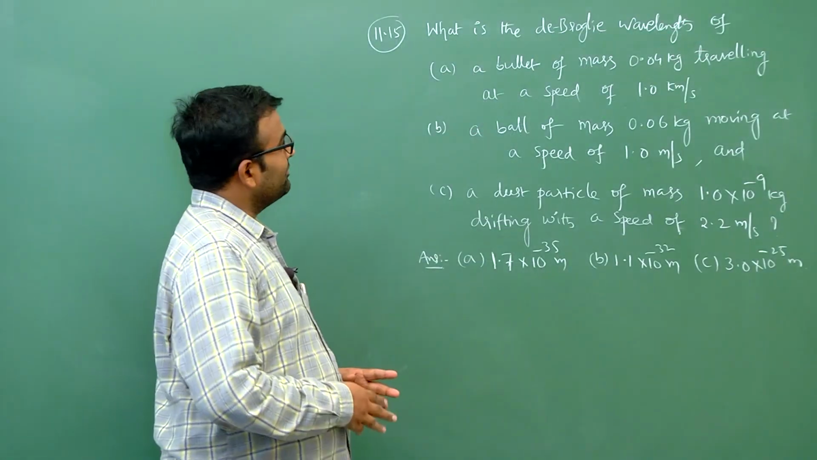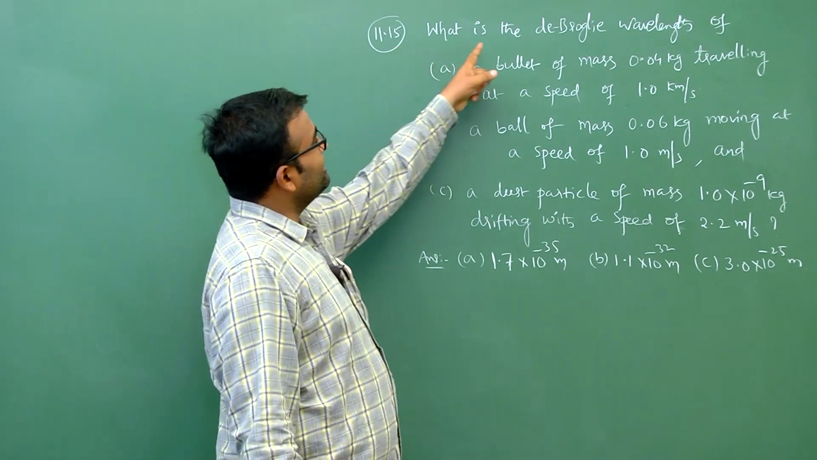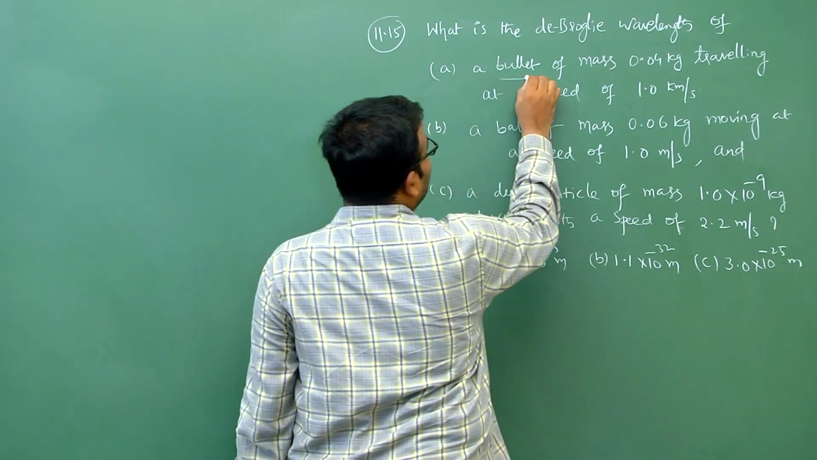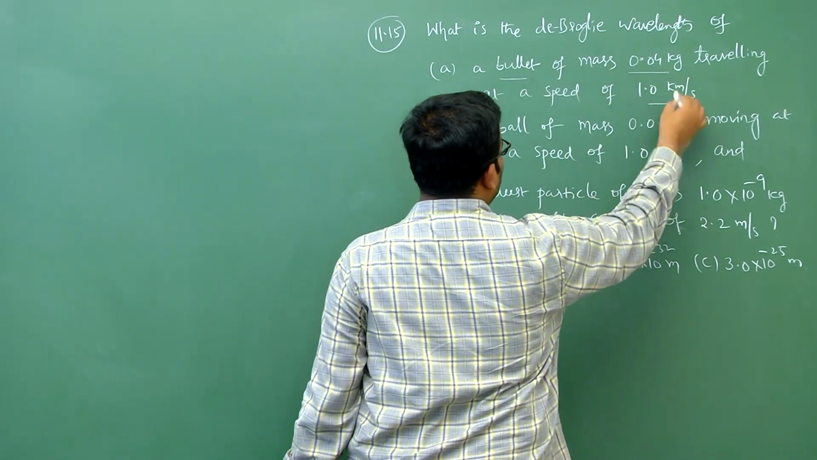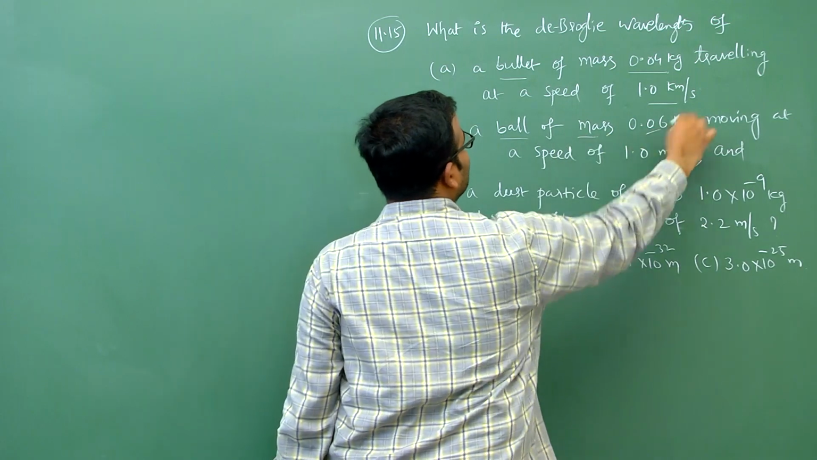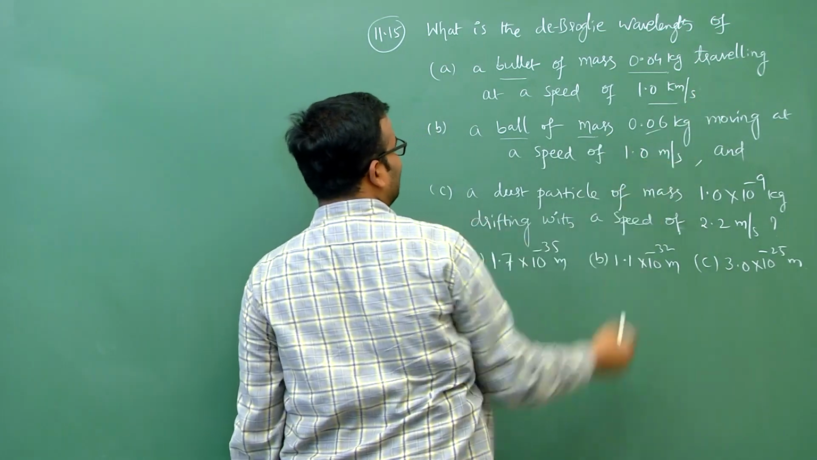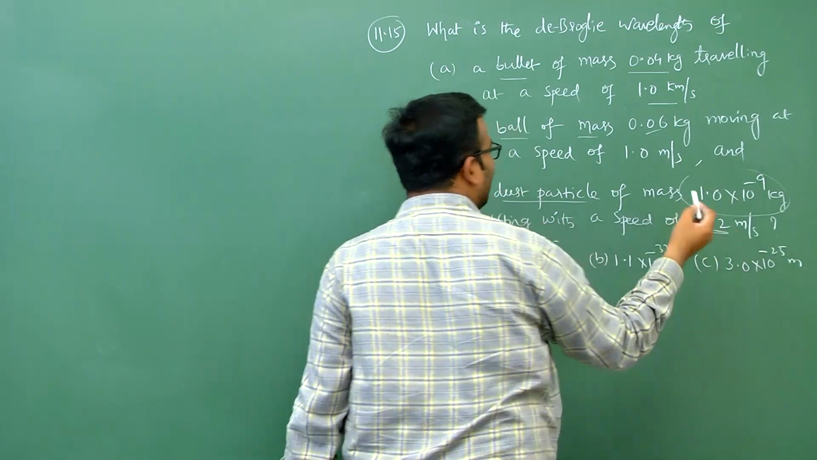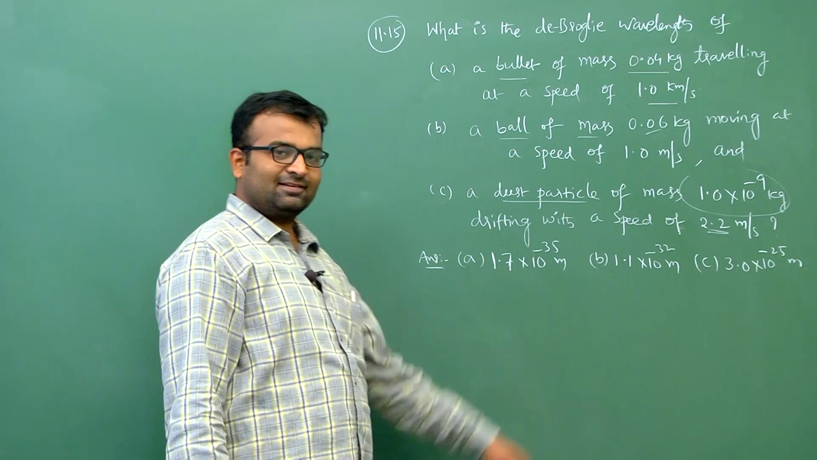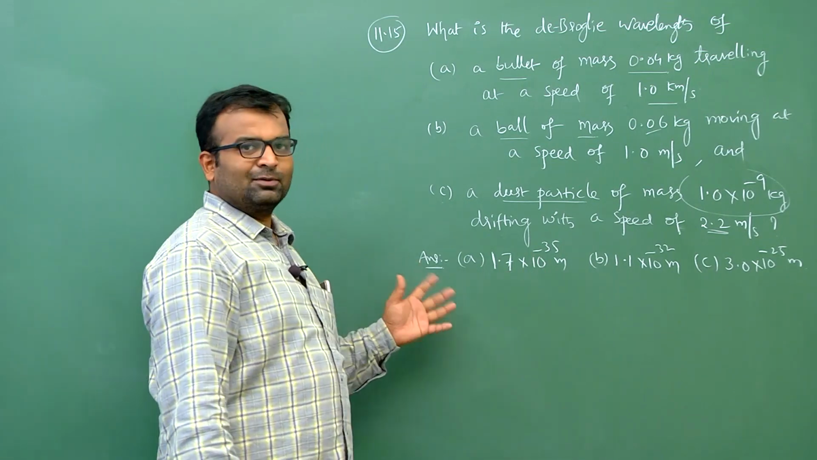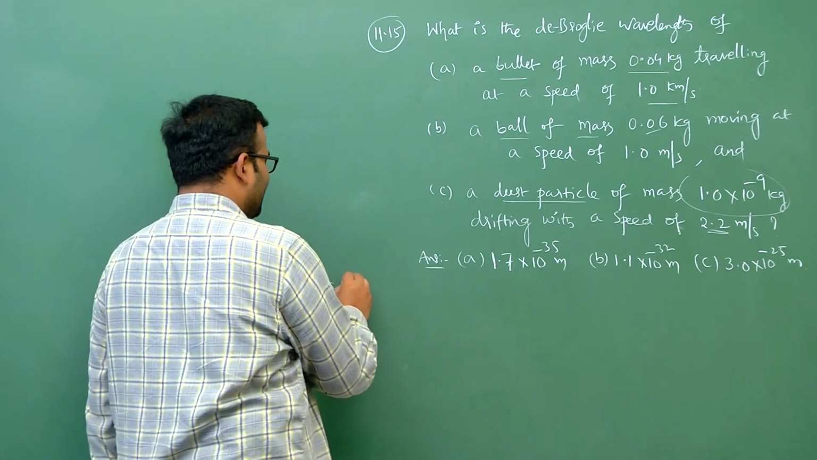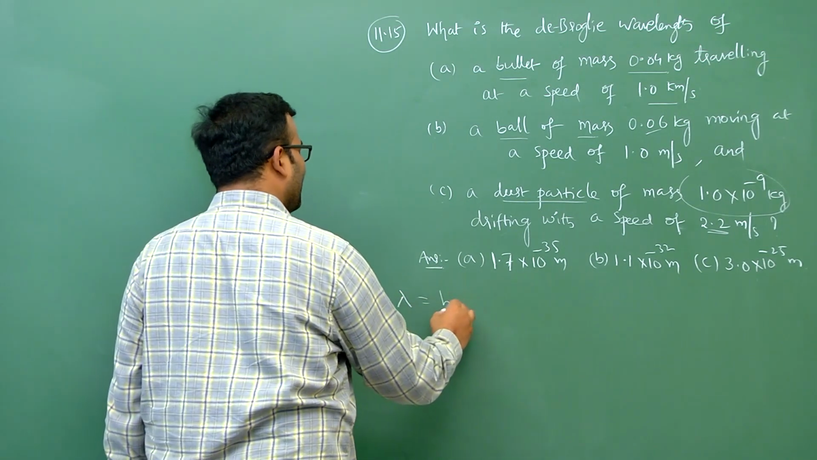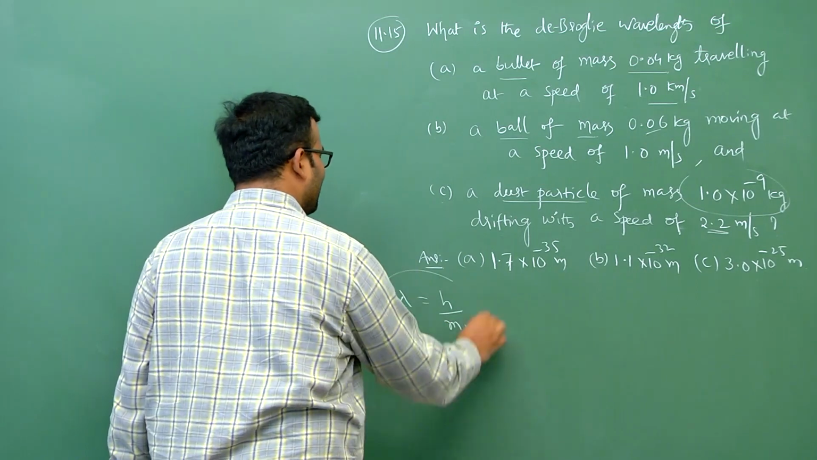See the next question, the 15th question: what is the de Broglie wavelength of three cases they have given, a bullet having so and so mass moving with so and so speed, a ball of mass 0.06 kg moving with 1 meter per second, and third, a dust particle having this much mass with speed 2.2 meter per second. And these are the answers. It's a pretty easy question. You can give the solution with one simple formula. De Broglie wavelength lambda is given by h by mv. It's a very fundamental formula.